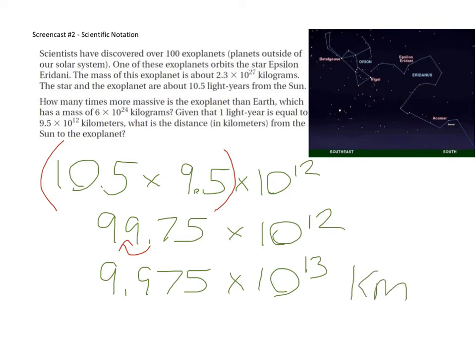So here is our answer. The distance in kilometers from the Sun to this exoplanet is 9.975 times 10 to the 13th kilometers. That is a very, very massive distance, as you can imagine. All right, very good. So we solved both problems, which means it is now time for you to use very similar techniques to solve this problem.